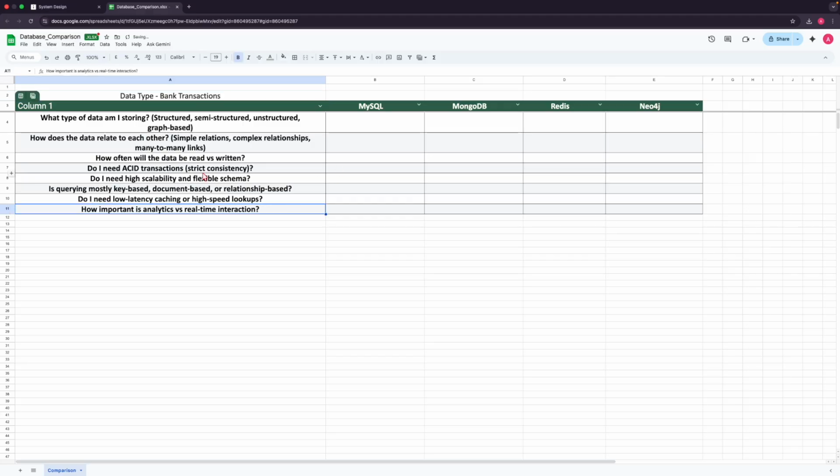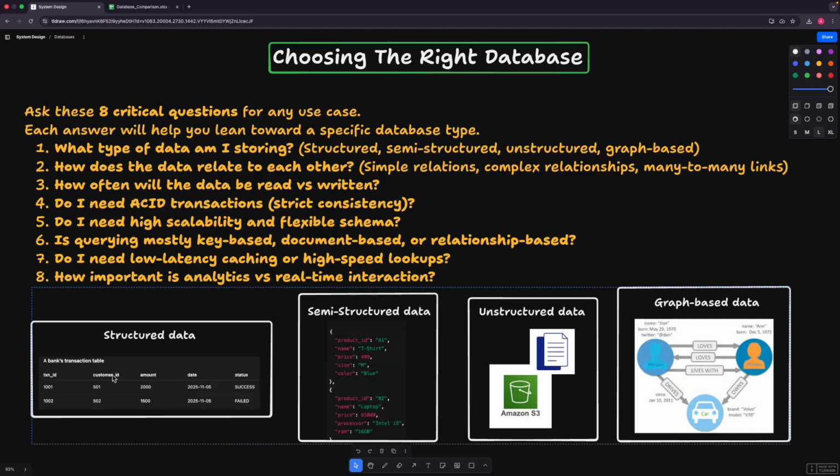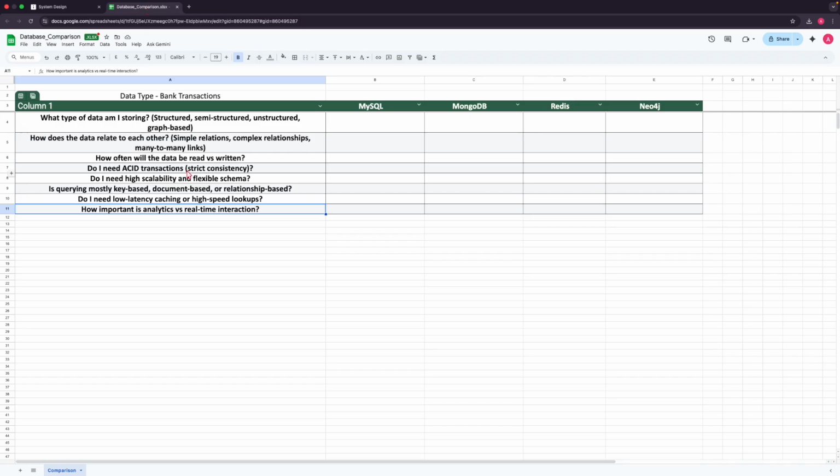Okay, now here if we are trying to store the bank transaction like this, where we need to store the transaction ID, customer ID, amount, date and status. Considering that, the first question here is, what type of data am I storing? Here it's definitely a structured type of data. As we discussed, if the data is of structured type, then definitely MySQL will help in the strongest manner. So we can give a score of 2.